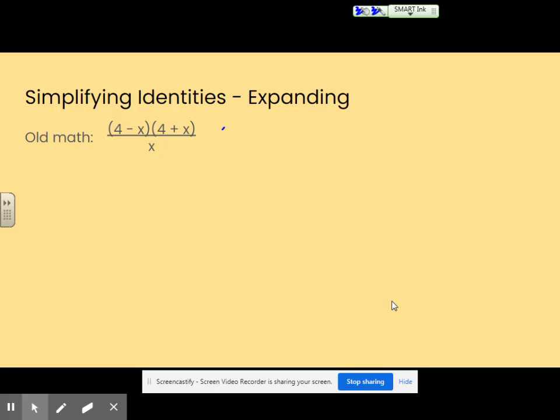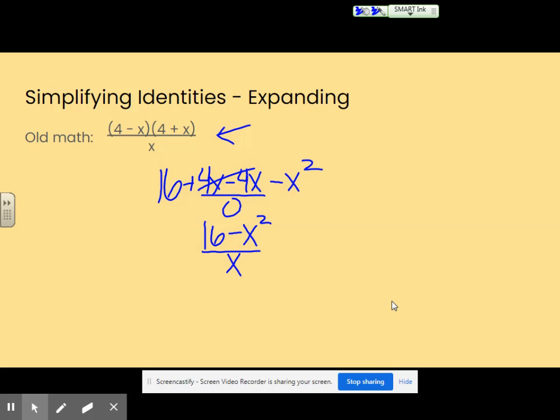So if I'm going to multiply that top term out, we call it foiling. It's really just distributing each piece to make sure that every piece is being multiplied. So I'm going to get 16, if I do that outside, 4x minus 4x minus x squared. What do I notice? Plus 4x minus 4x. Those are going to add out to 0. So I'm left with, in the numerator, 16 minus x squared, and it's still over x.